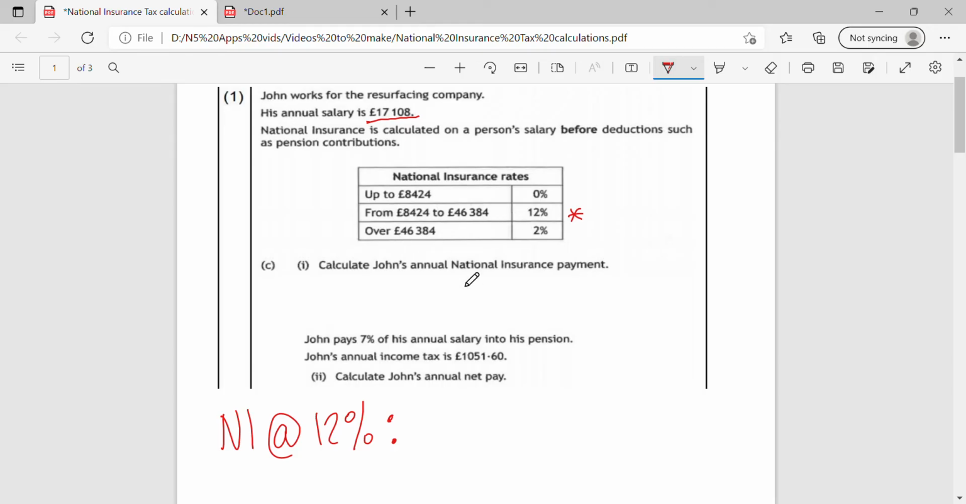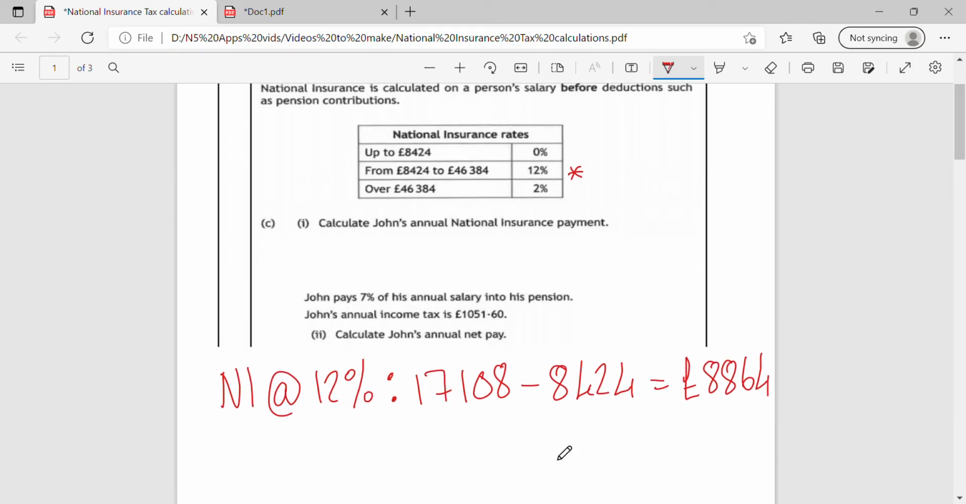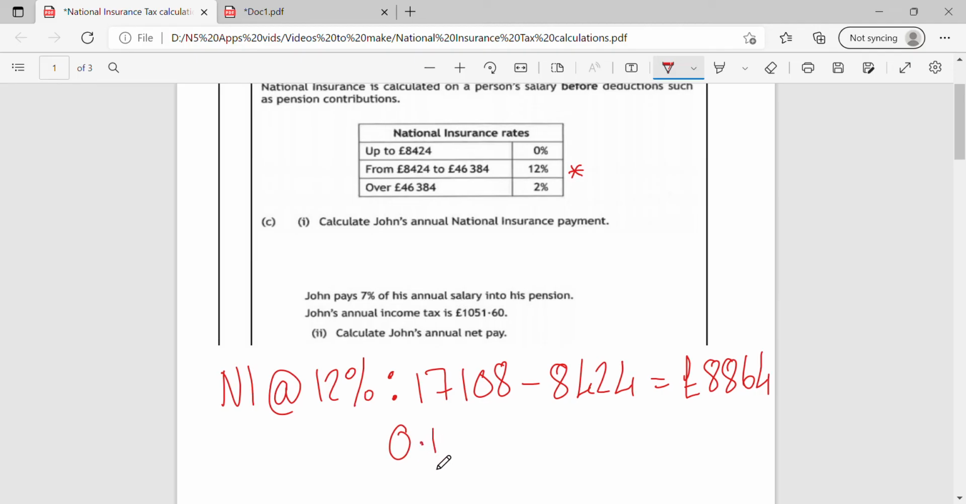So we need to work out how much that is just by finding out the difference through subtraction. So we're subtracting the lower limit, and that will then tell us how much money is being taxed at 12%. So that's essentially the middle bucket, and in that middle bucket there's £8,864. And now we just need to work out what 12% of that amount is, and we do that simply by converting 12% into a decimal and multiplying. And that is 1063.68. So that's how much national insurance that this person pays.